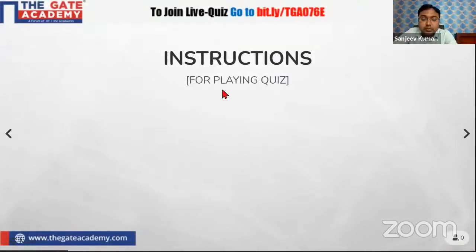Instructions. It's very important to know how to play the quiz. First of all, it is very important how to join. To join the quiz, the link is given here: bit.ly/tga076e, right? You can see it on the top of the page. And you need two devices to play this quiz, because on one device you can see the YouTube channel, and on the other device you can play the quiz.